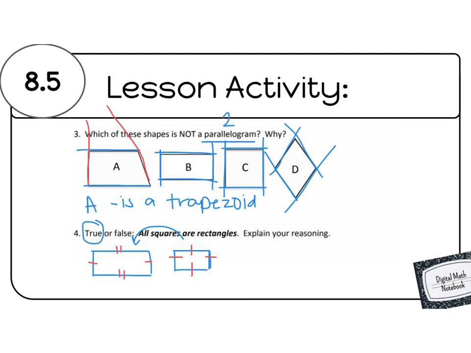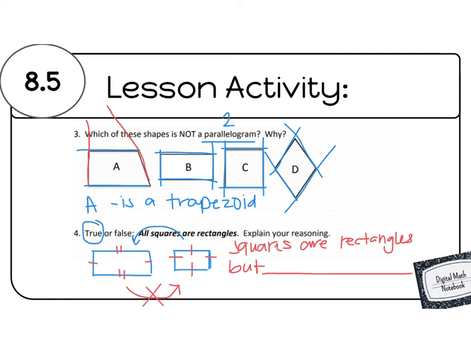I'll get you started with what to type. Squares are rectangles. But, all right, you finished the last part, but go the opposite direction. Are rectangles squares? No, they're not.